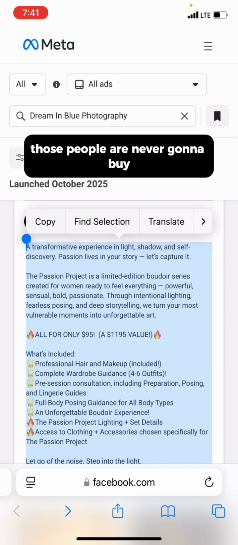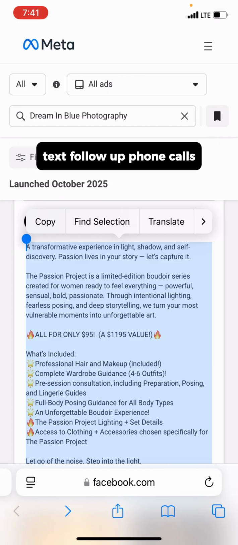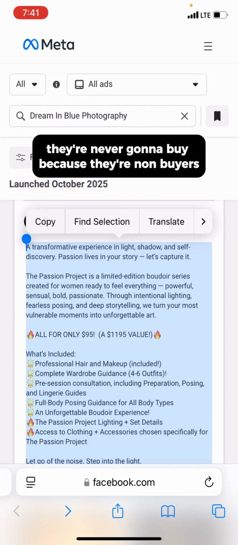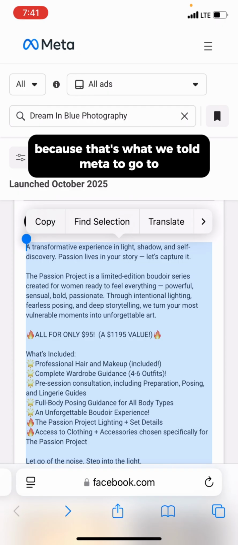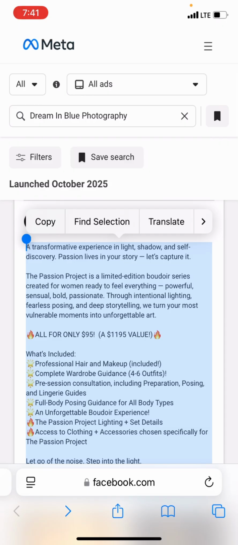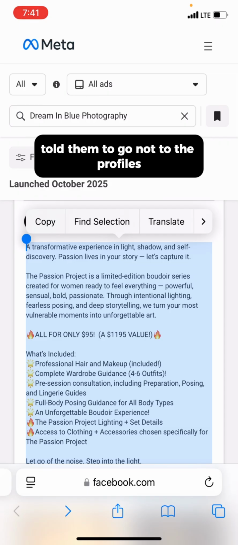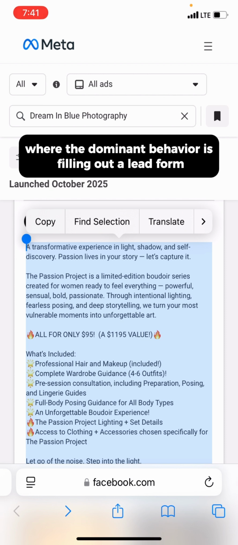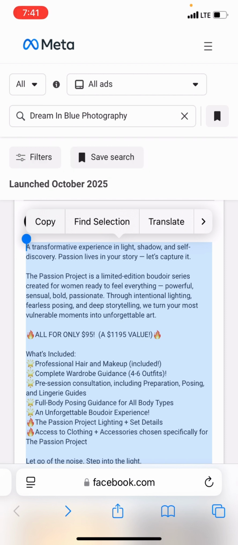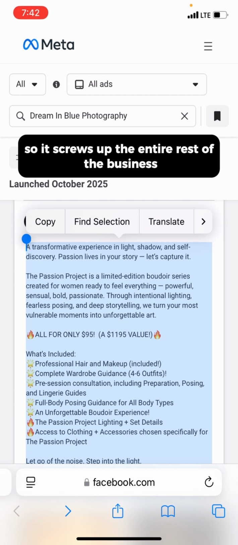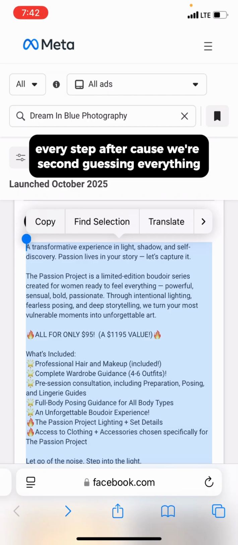those people are never going to buy, even if you have the perfect emails, texts, follow-up, phone calls, offer, website, reviews. They're never going to buy because they're non-buyers, because that's what we told Meta to go to. We told them not to go to the profiles whose dominant behavior is buying. We told them instead to go to the profiles where the dominant behavior is filling out a lead form. So it screws up the entire rest of the business, every step after, because we're second guessing everything.